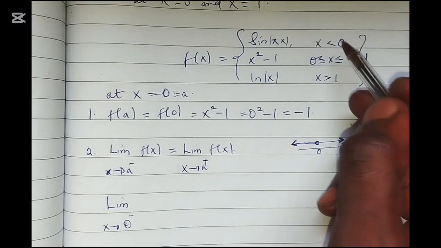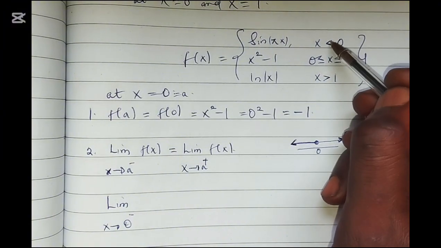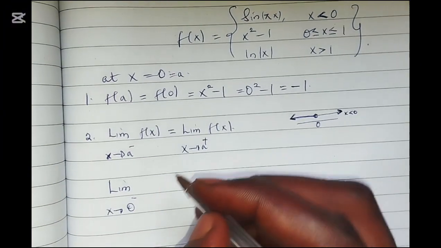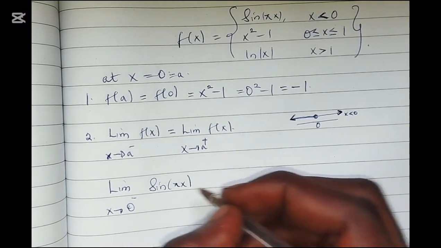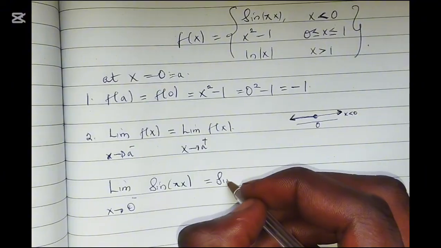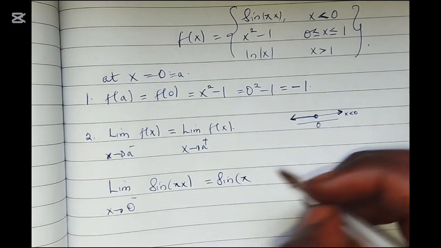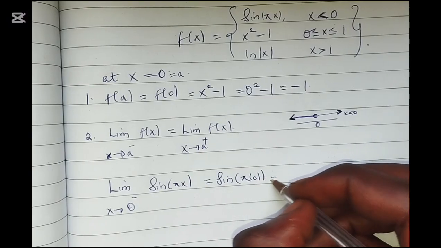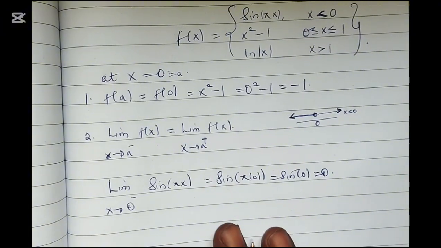Now what equation indicates x less than 0? This one. So you see x less than 0 here. So we can pick sine pi x. So we have sine of pi x, which gives us sine of pi, which is a constant standing for 3.142, multiplied by 0, another constant, which gives us sine of 0, which is equal to 0.